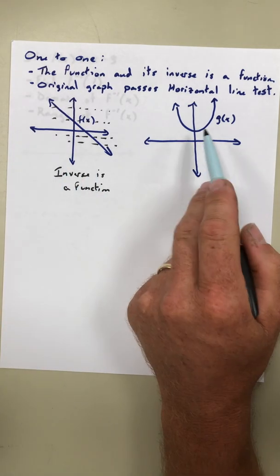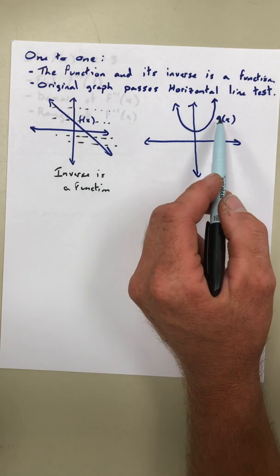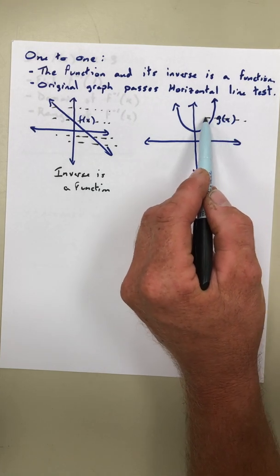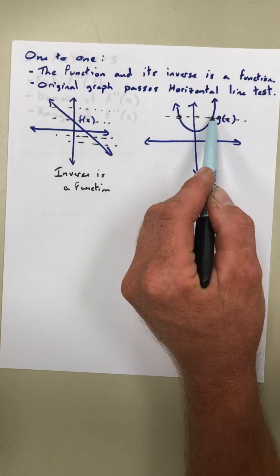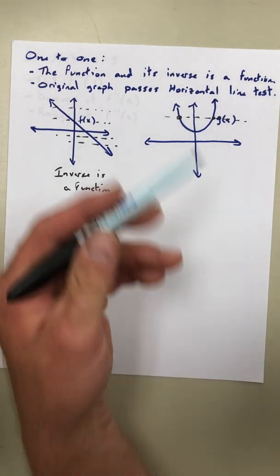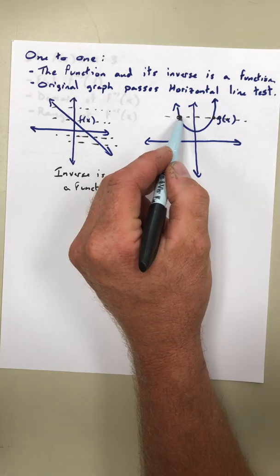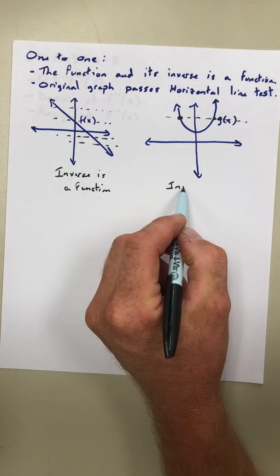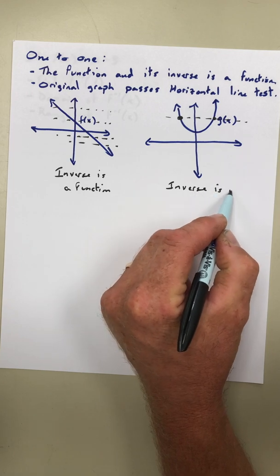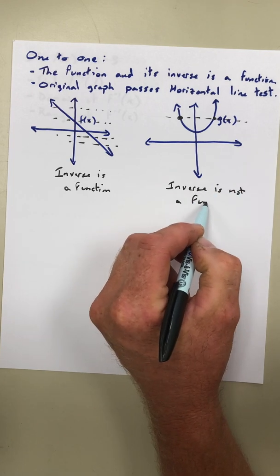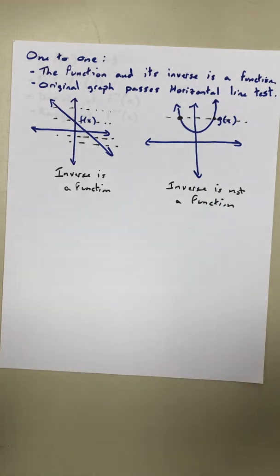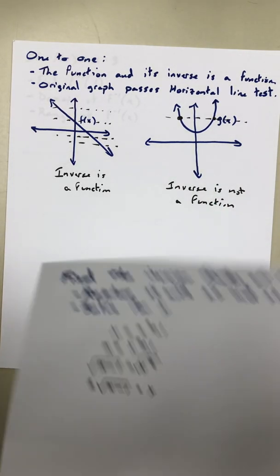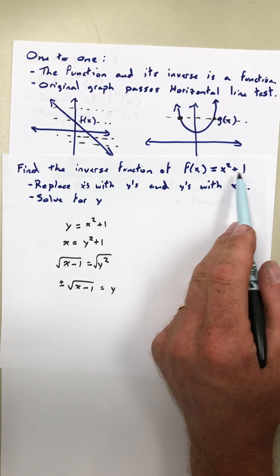However, in this case g of x, we have a horizontal line that we can touch in two places. And it doesn't matter where on the graph, if we touch it in more than one place, then the function's inverse will not be a function. So in this case, our inverse is not a function. That goes back to the example I just gave you, f of x equals x squared plus 1.